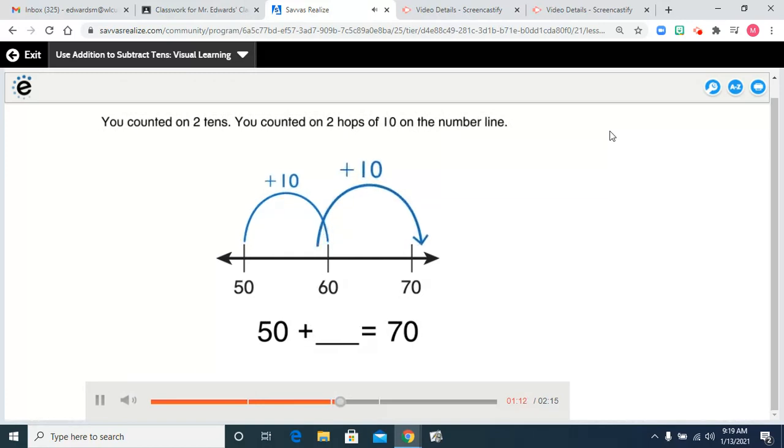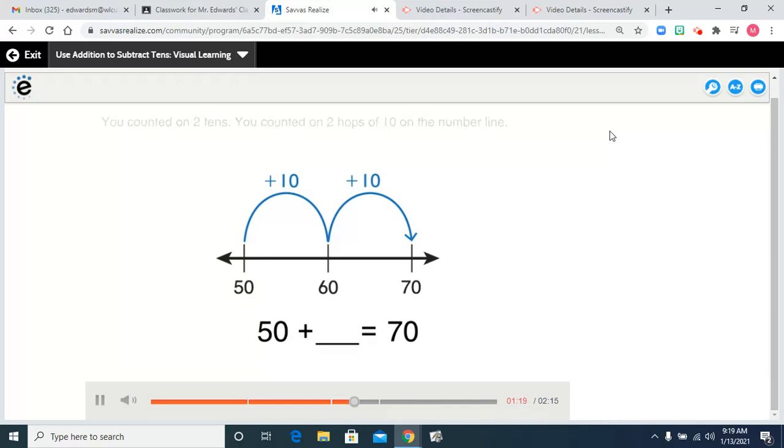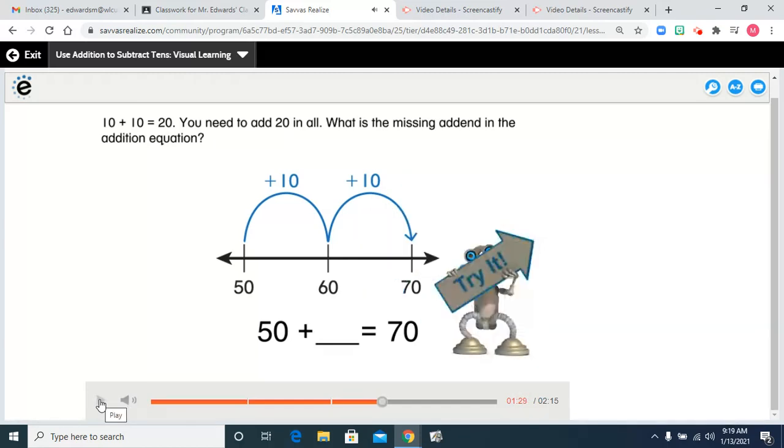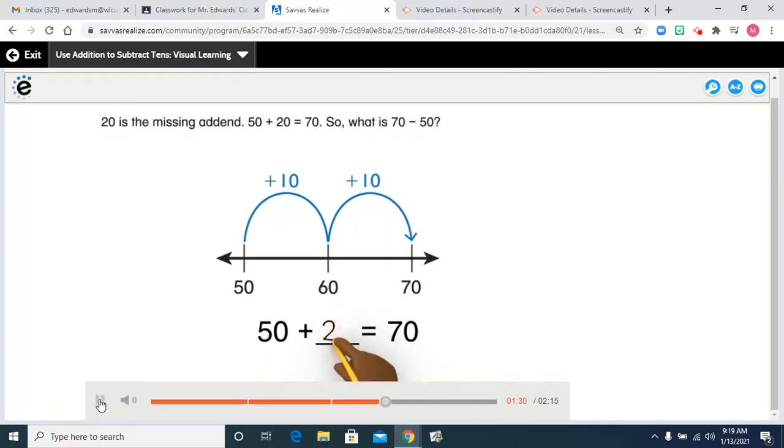You counted on 2 tens. You counted on 2 hops of 10 on the number line. 10 plus 10 equals 20. You need to add 20 in all. What is the missing addend in the addition equation? 20 is the missing addend. 50 plus 20 equals 70.